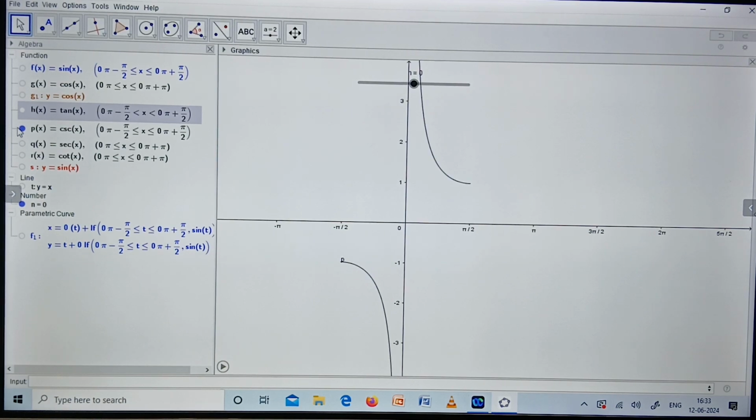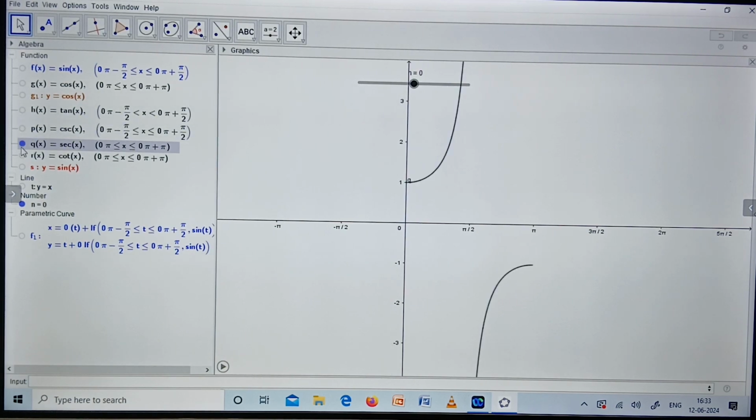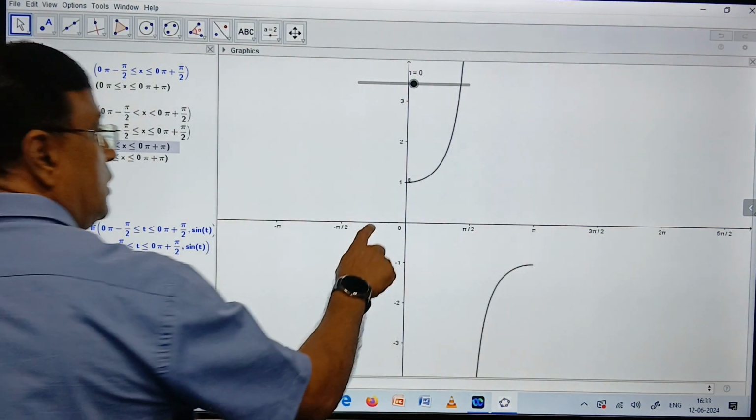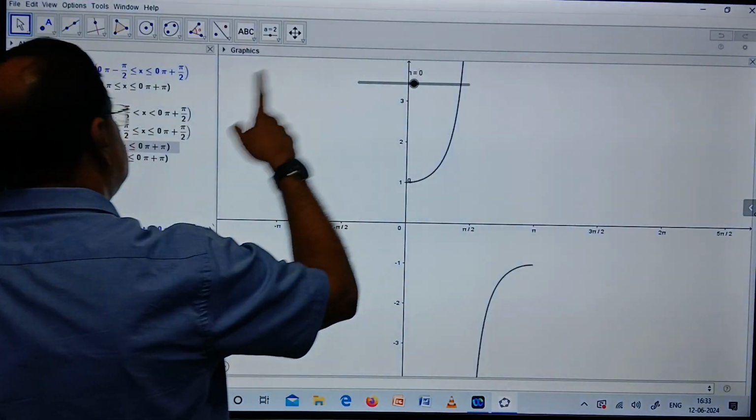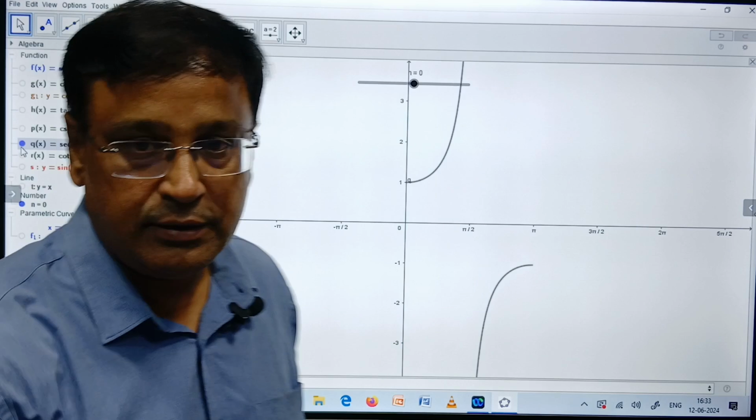Once again, we'll go for secant. Now what is secant now? It's all numbers from 0 to pi, but pi by 2 is excluded. Can you see? Because secant pi by 2 is not defined.